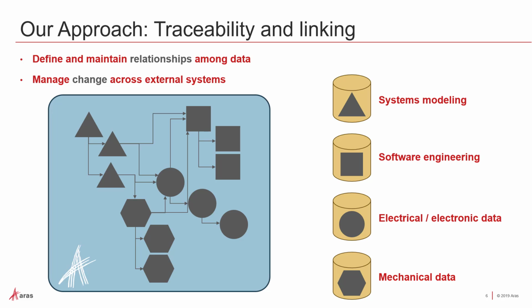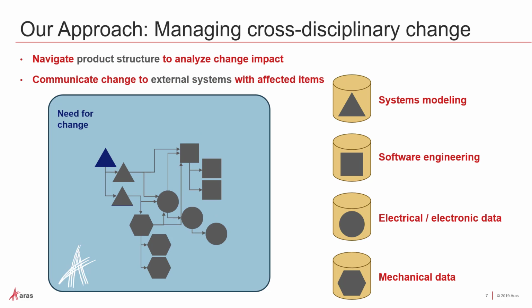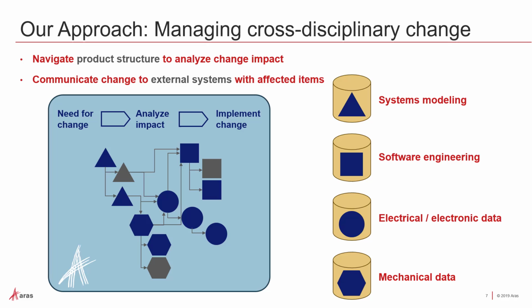Let's see how this works. When teams realize a change is needed, they can navigate throughout the product structure to find everything that the change will impact. They then initiate the change process with a single master change object, which launches sub-changes to notify each of the external systems that the change is needed. Finally, the change is implemented in each of the external authoring tools.